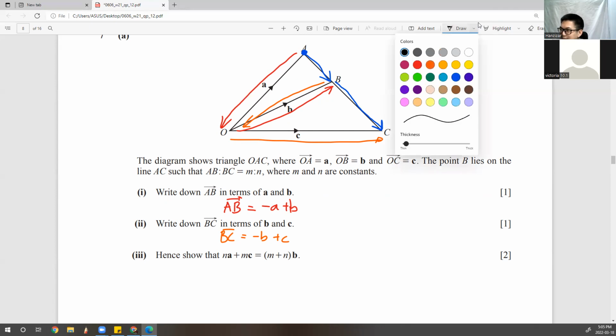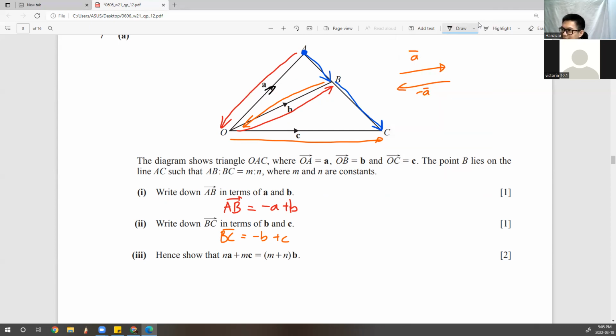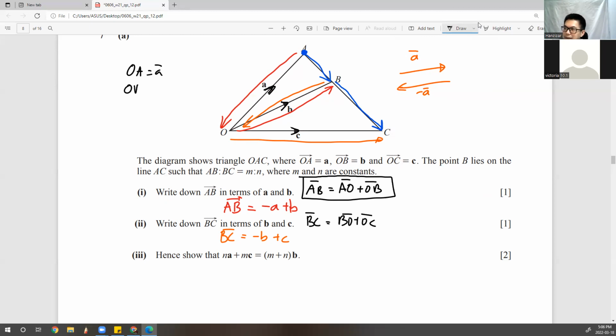The original arrows go from O to A, from O to B, from O to C. And if you want to find AB, actually you can write it like this as well: AO plus OB, the middle will be the same. Remember this rule? The addition of vectors, or BC will be BO plus OC. What we are given is OA equals a, OB equals b, OC equals c. So when I switch the order, AO equals negative a, BO equals negative b, CO equals negative c. Get the idea?